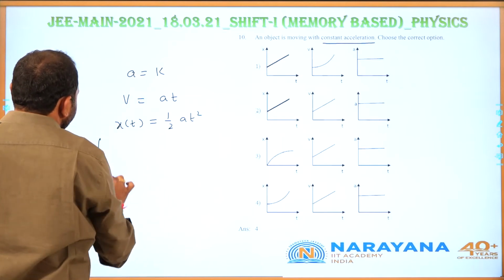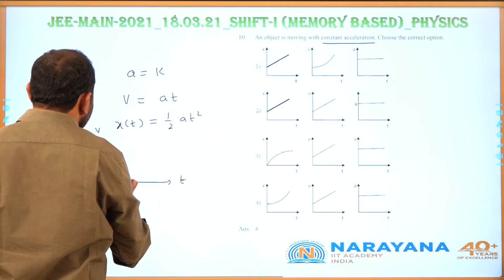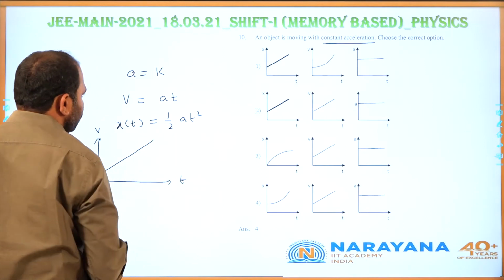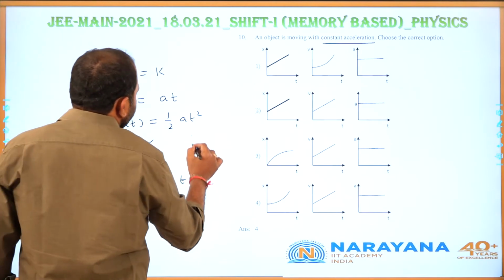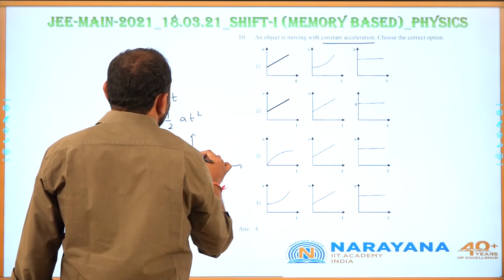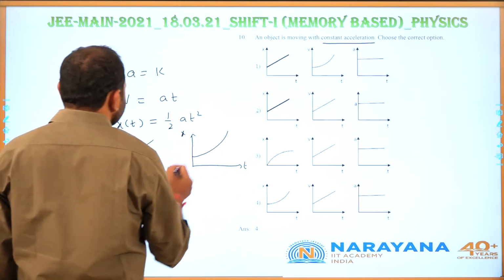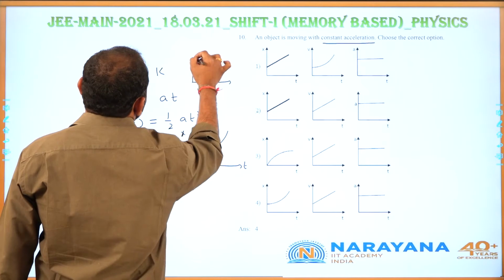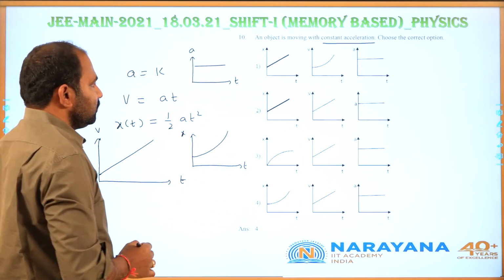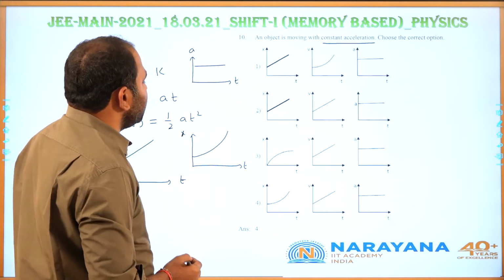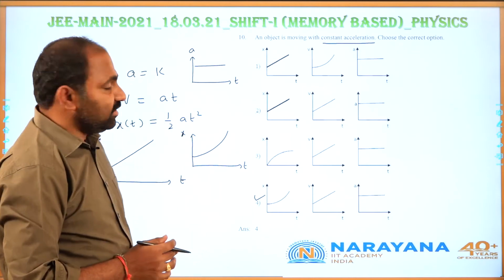So the velocity-time graph will be a straight line with constant slope. It may have initial velocity, we don't know about that. Similarly, the displacement-time graph is a parabola like this. And the acceleration-time graph is parallel to the x-axis like this, as it has constant acceleration. So all these three curves are properly given in the fourth option. So the fourth option is the correct one.